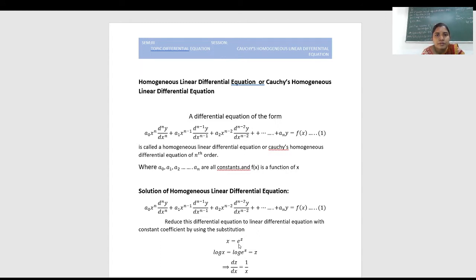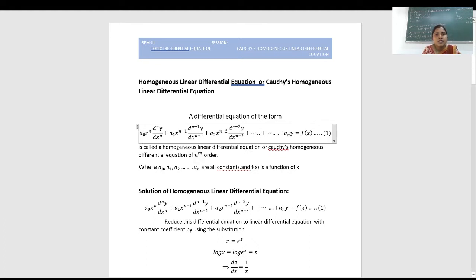Look here. A differential equation of the form a0 x^n d^n y/dx^n + a1 x^(n-1) d^(n-1) y/dx^(n-1) + a2 x^(n-2) d^(n-2) y/dx^(n-2) + so on + an y = f(x) is called a homogeneous linear differential equation, or Cauchy's homogeneous linear differential equation of nth order, where a0, a1, a2, up to an are all constants and f(x) is a function of x.